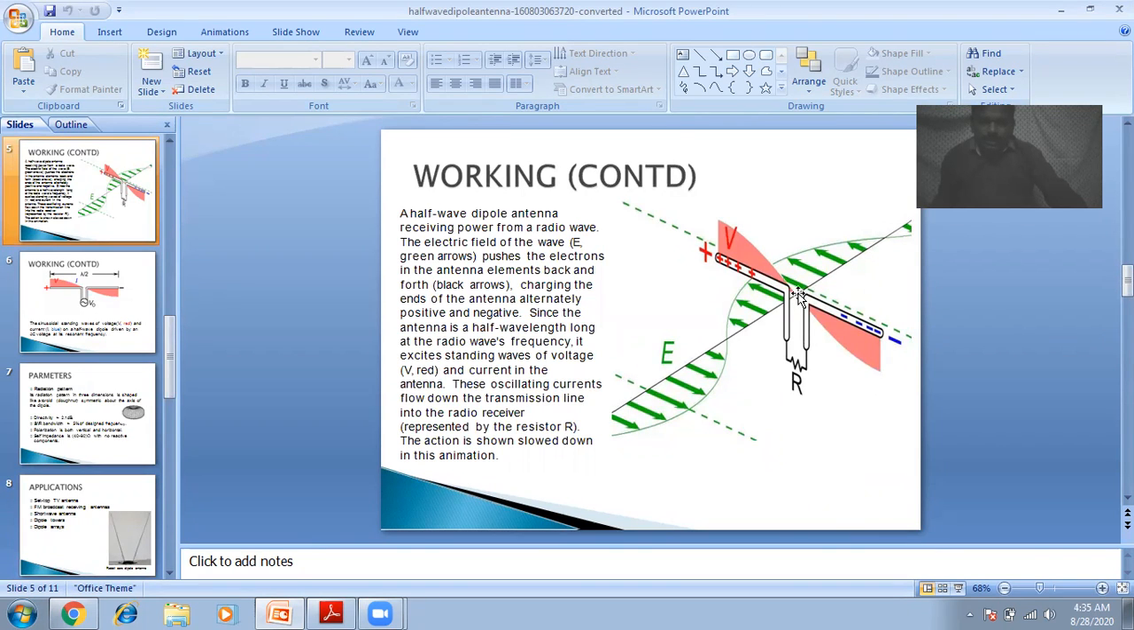Generally, it has a radiation resistance of 73 ohms. That will also come in a derivation in the second unit. The radiation resistance of this half-wave dipole antenna is 73 ohms. That is an important derivation that will be seen in the next unit, that is, the second unit.